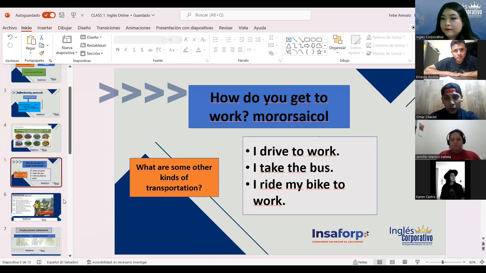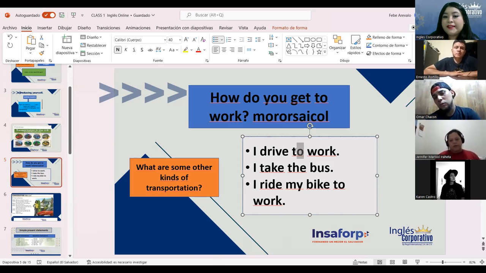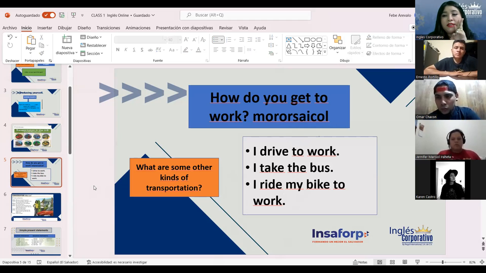Okay. ¿A eso se refiere, Karen? Sí, es que dice to work en el 1 y el 3. ¿Tienen, okay, sí, tienen la preposición de lugar, all right? El to. Y en the bus, puede ser dos cosas. Usted puede decir, I take a bus. Tomo un bus o I take the bus, tomo el bus. It's okay, either way, cualquiera de las dos.